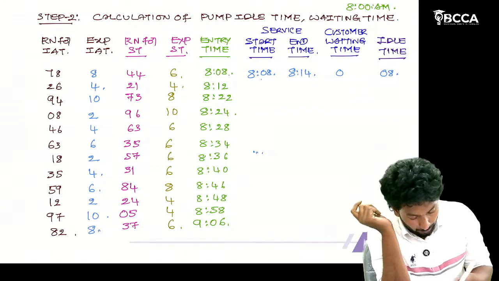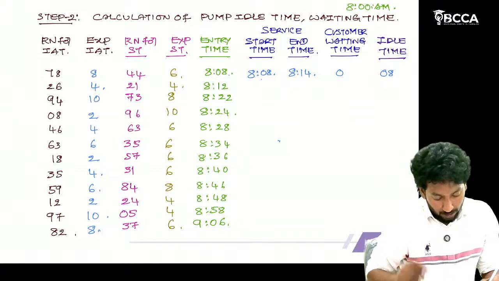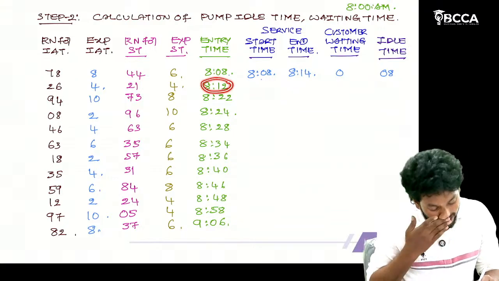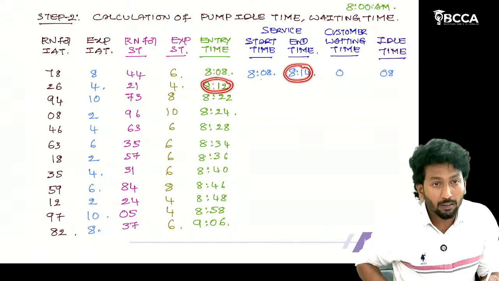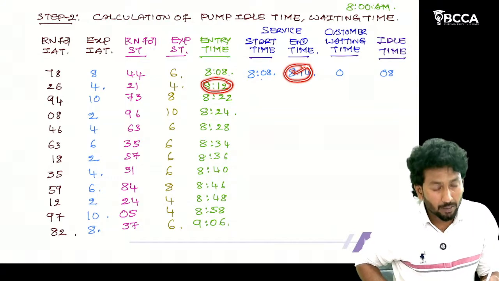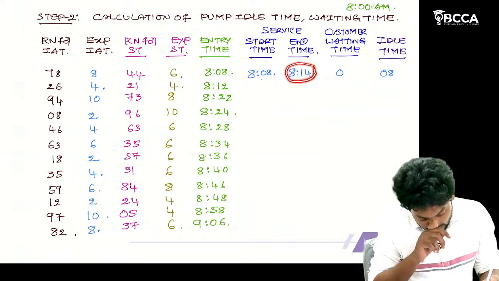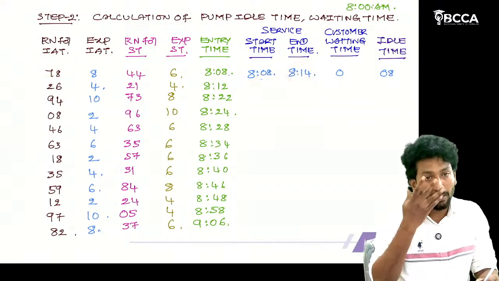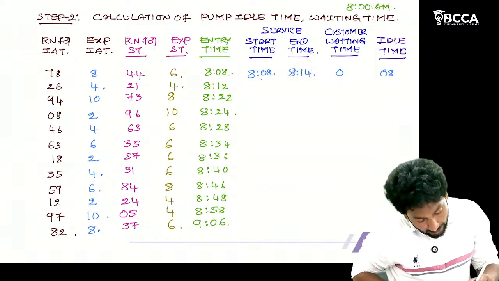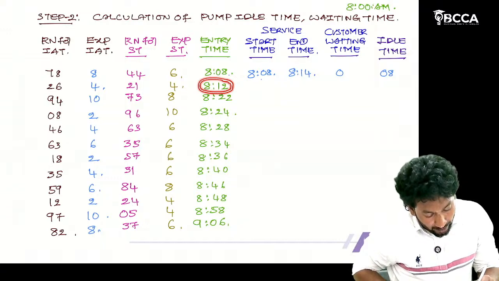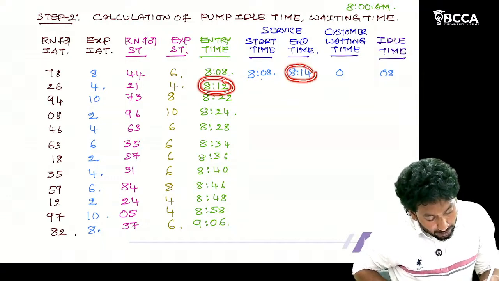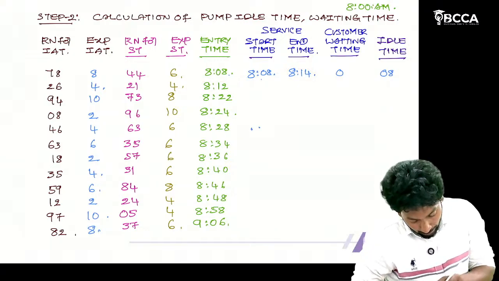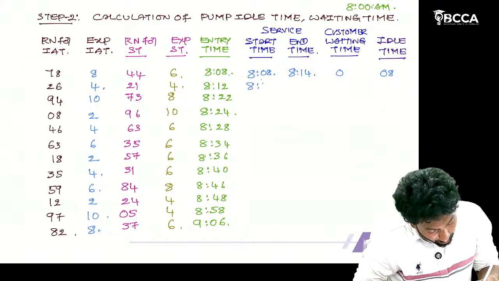Okay. Next one, the next customer has entered the queue at 8:12. At this point of time, the pump is busy with the previous customer. After ending his service only, the pump can start giving service to the next customer. That means the second customer's service start time will be the entry time or the previous customer's service end time, whichever is later. That means his service will start at 8:14.